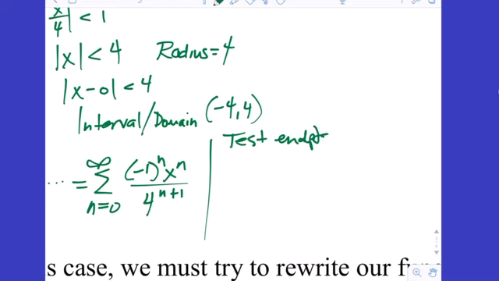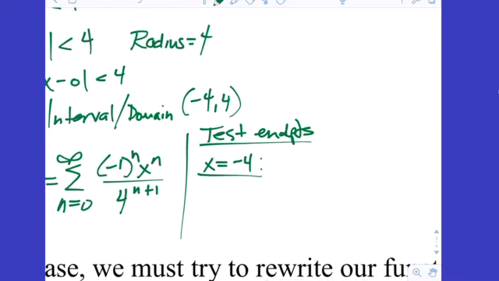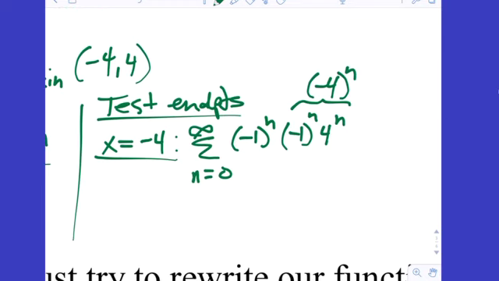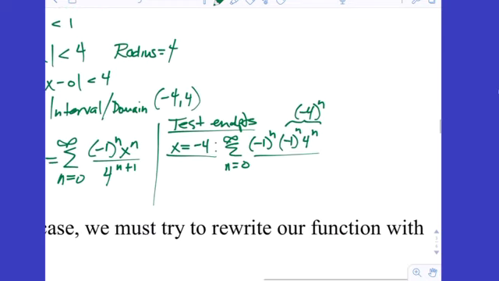Test the endpoints. You would say x equals negative 4, and then you plug it in, so you get sigma from n equals 0 to infinity of negative 1 to the n. Now, if I plug in a negative 4 to the n, that's going to be another negative 1 to the n times 4 to the n. Are you okay with that? That's the same as negative 4 to the n. Just saving a little bit of time. All over 4 to the n plus 1.